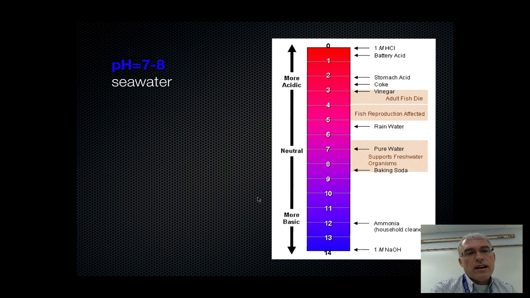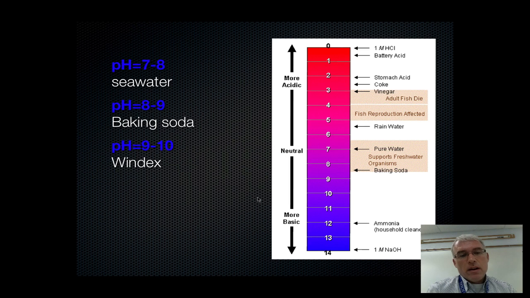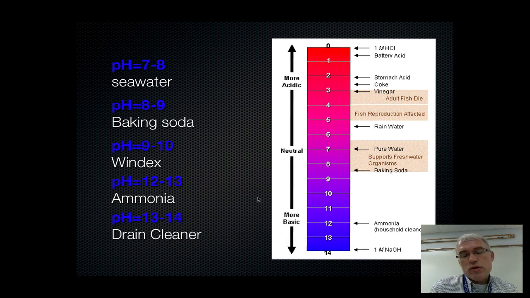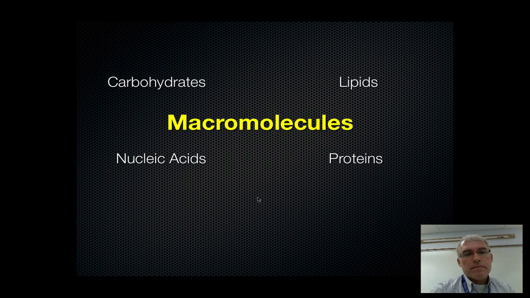Bases, on the other hand: seawater has a pH above 7, but usually not much past 8. Baking soda, commonly used to get rid of stomach acid, is in Alka-Seltzer, with a pH of between 8 and 9. Windex, getting a little stronger, a very common cleanser here, has a pH of between 9 and 10. Ammonia, a little bit stronger. And finally, drain cleaner, or lye, which is probably the strongest base that you may come into contact with. Nasty stuff. Don't want to get that in your eyes.